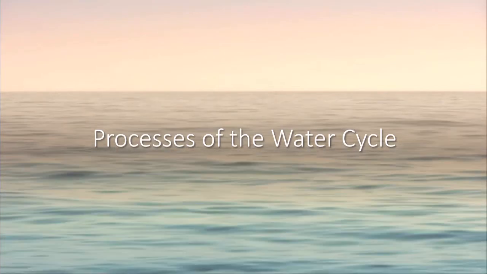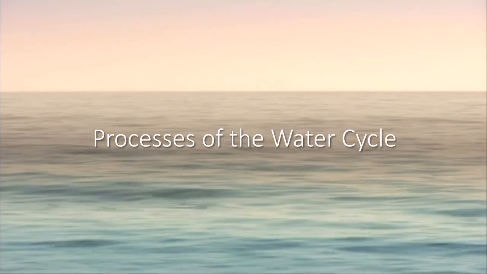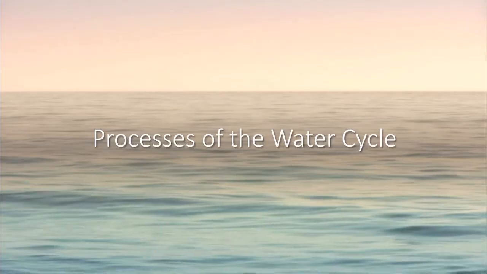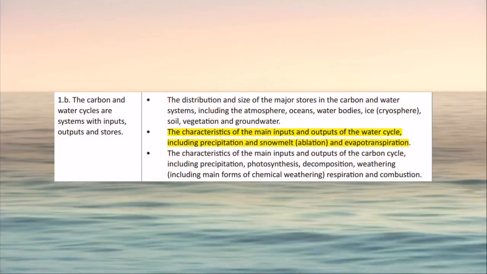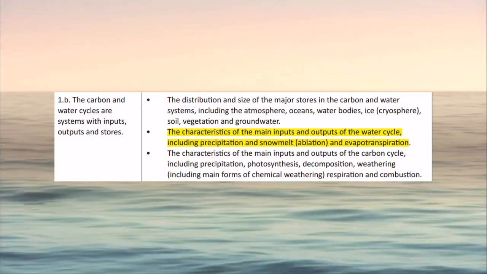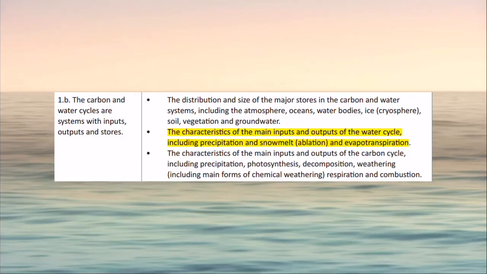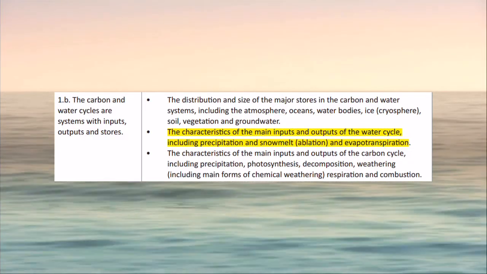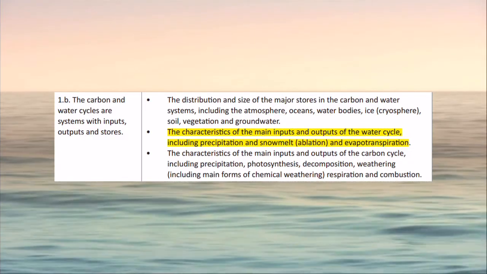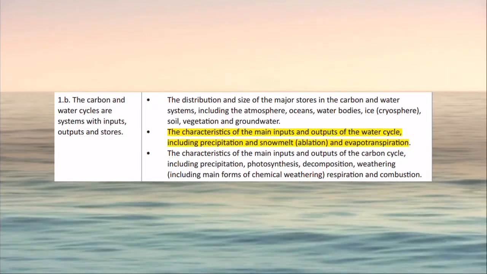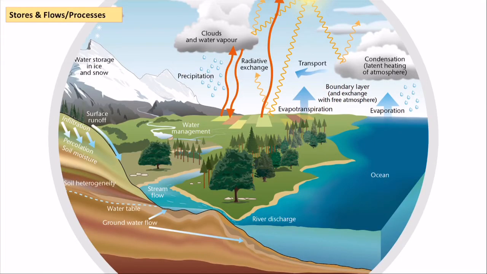In today's lesson, we're going to look into more depth about the processes of the water cycle. This is for 1.B and the Earth Life Support System for the OCR A-level. Again, looking at the inputs and outputs of the water cycle and various processes involved. So this is what we might expect from our typical diagram about processes and flows in the water cycle.